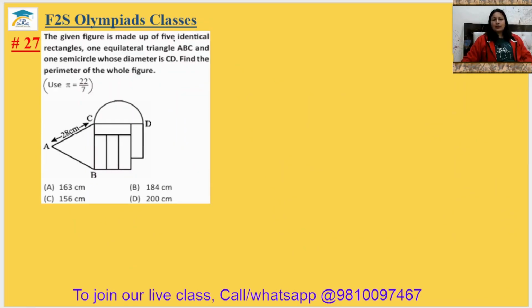The given figure is made up of 5 identical rectangles, 1 equilateral triangle ABC and 1 semicircle whose diameter is CD. Find the perimeter of the whole figure. So this is 28 centimeter of the equilateral triangle, so this will also be 28 centimeter. So arc CD will be half of the circumference of the circle, that is pi d upon 2. So it means 22 by 7 multiplied by 1 by 2 into D.